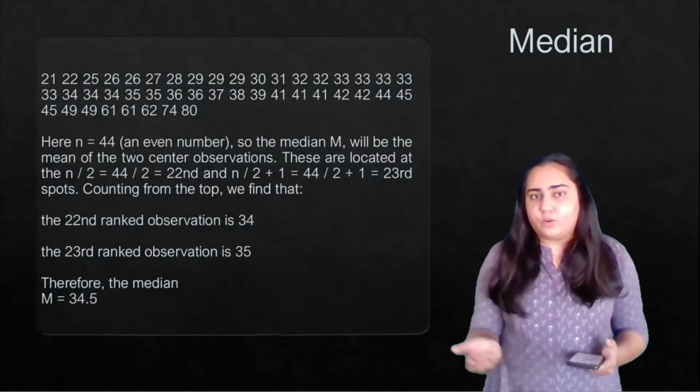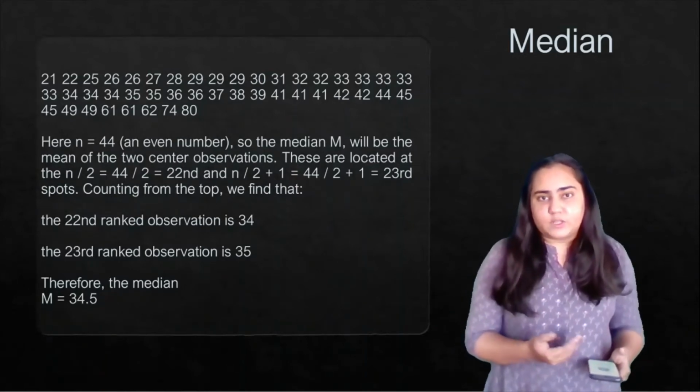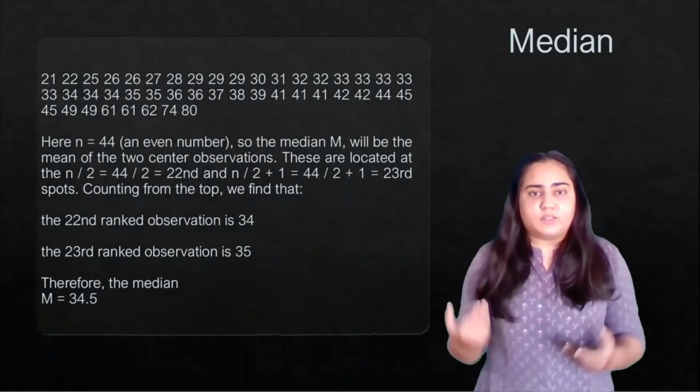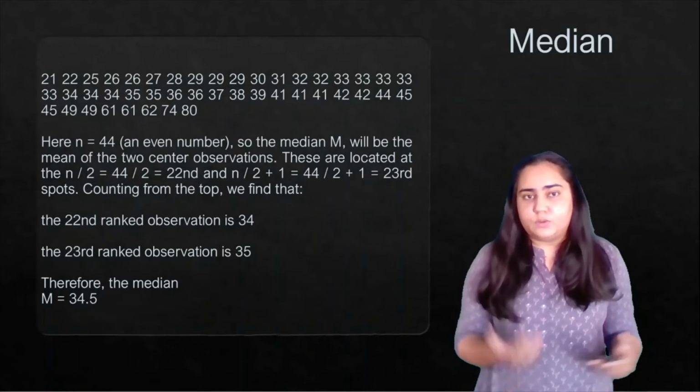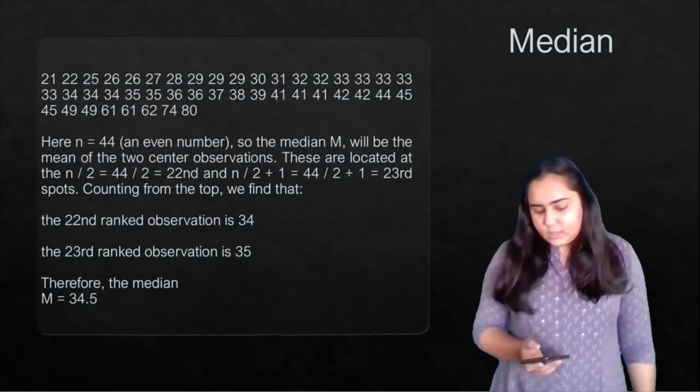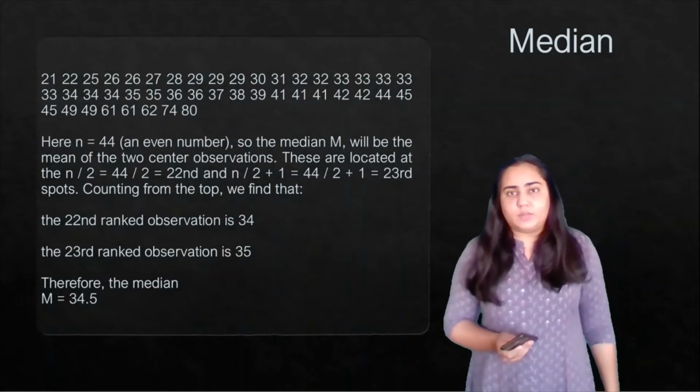The 22nd is 34 and the 23rd observation is 35. So 34 plus 35 divided by 2, their median is going to be 34.5. That's how you can calculate the median.